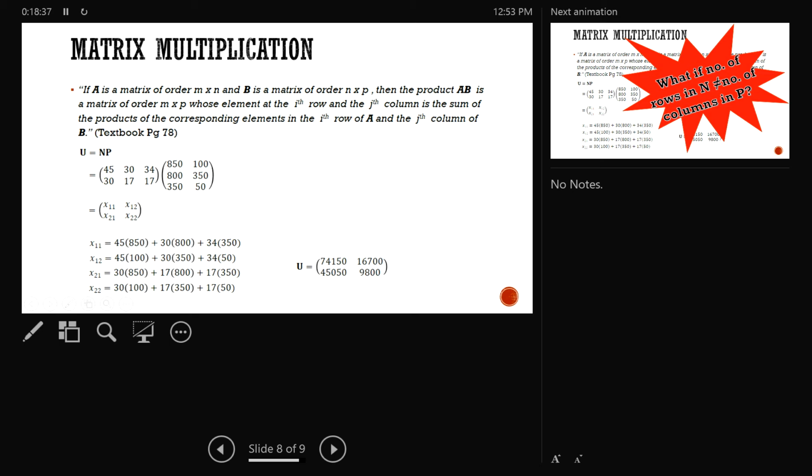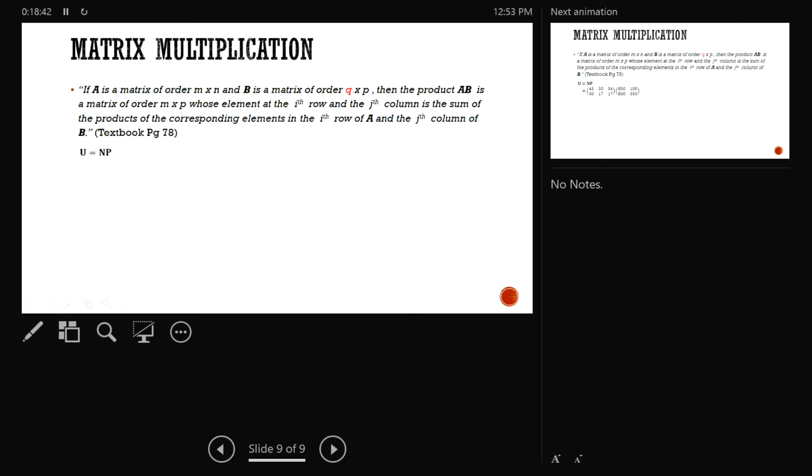What if the number of columns in the first matrix is different from the number of rows in the second matrix? So let's say we have something like this. Okay, so I've got 2 matrices. And what is the order for matrix N in this case? U equals N P. So this N over here, the order is 2 by 3. This one will be 2 by 2. Okay, so we see that this value and this value, they are not the same. Don't care. I try to multiply again.